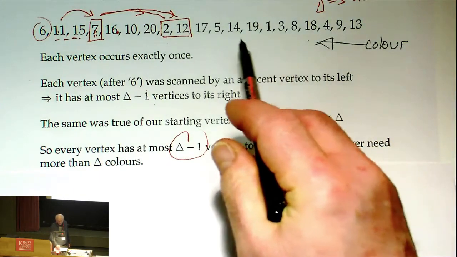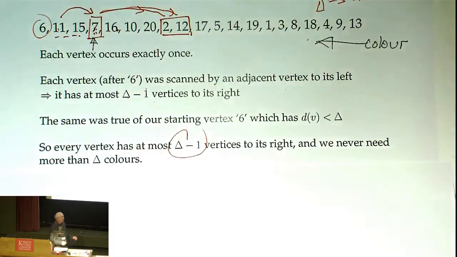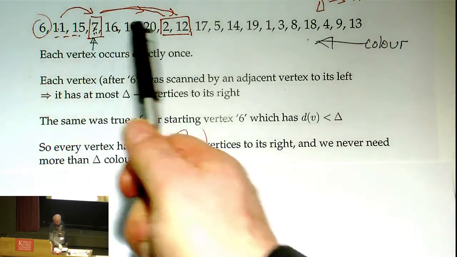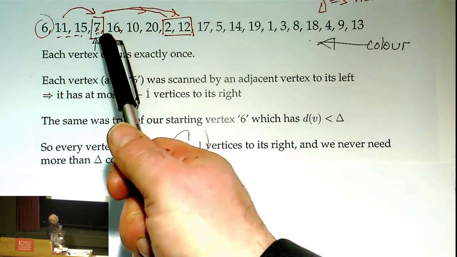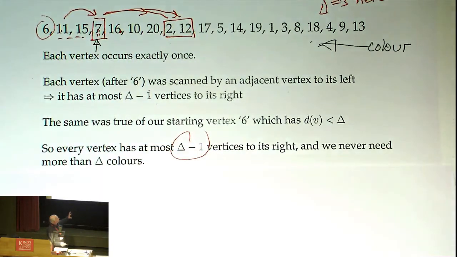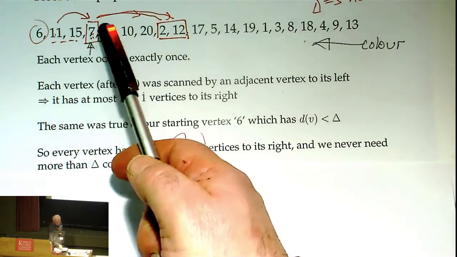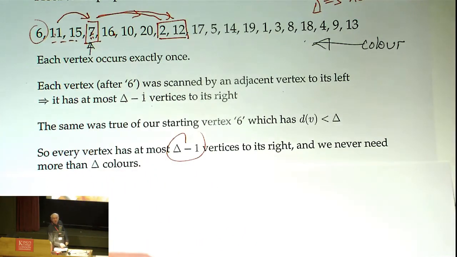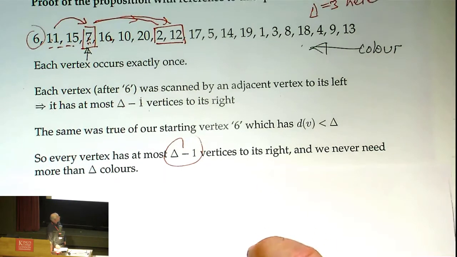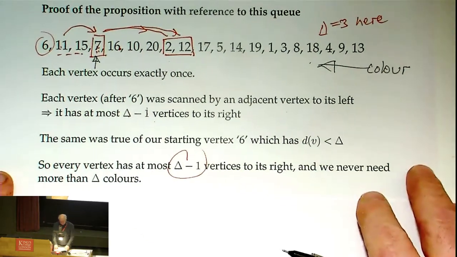Whatever colours we've used for these vertices, when we come to the next one, for example 7, we only have to worry about adjacent vertices, and there will be at most 2 adjacent vertices to 7. So whatever colours we have here, there'll always be a spare colour left over within the set of delta colours. Here, delta is 3. So there'll always be a third colour for every vertex in this queue, because we've used at most 2 beforehand. Is that clear? So that's why this method works, because it depends on the property of this queue. That's all. That's the end of the proof.